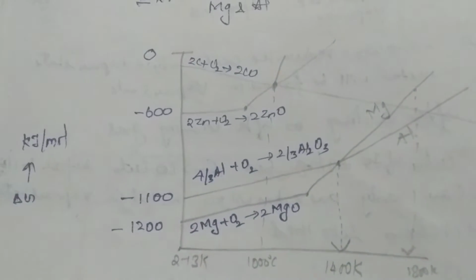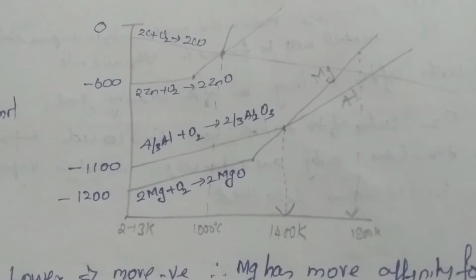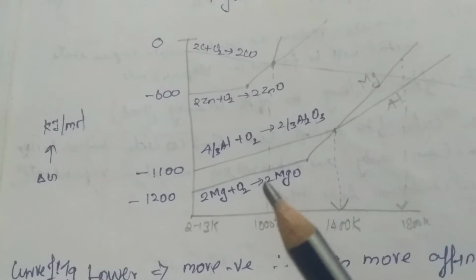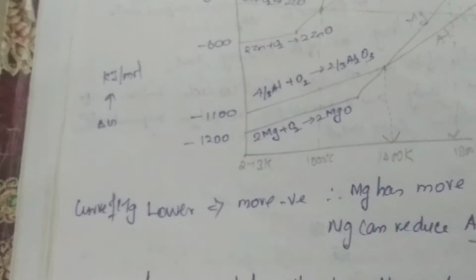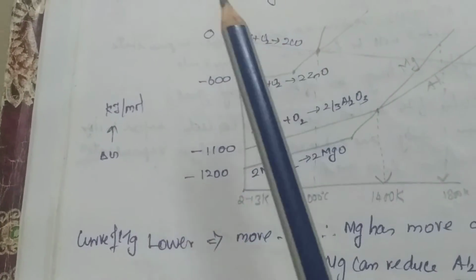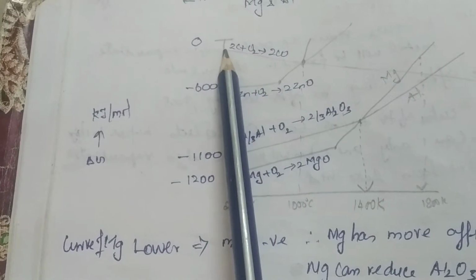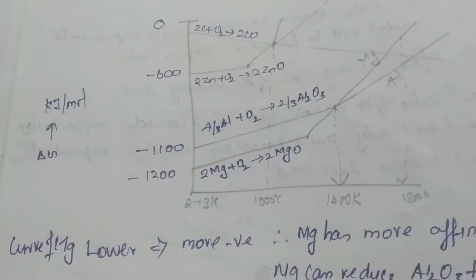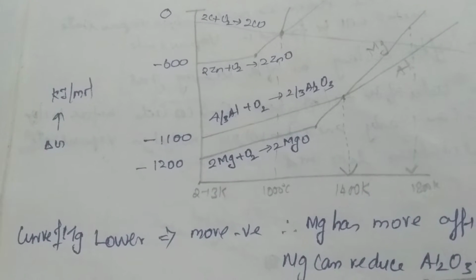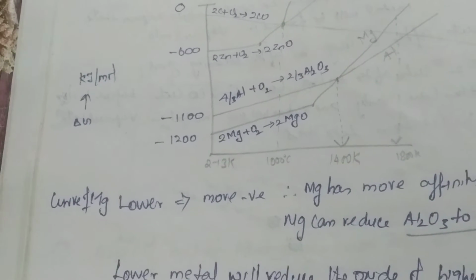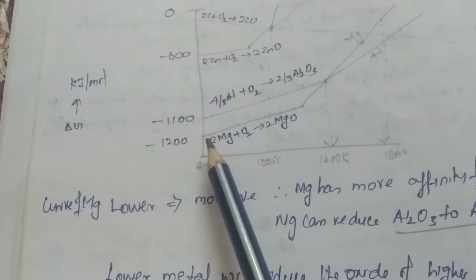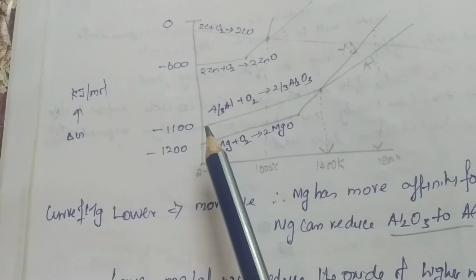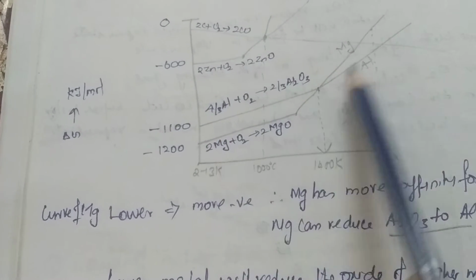When I come back to this graph, you see that we can theoretically heat every metal oxide to get the metal, because every metal oxide will at some temperature cross this particular line of delta G equal to 0. Let us take the example of magnesium and aluminum. The curve of magnesium is going like this, starting from minus 200 degrees, and the curve of aluminum is going like this.